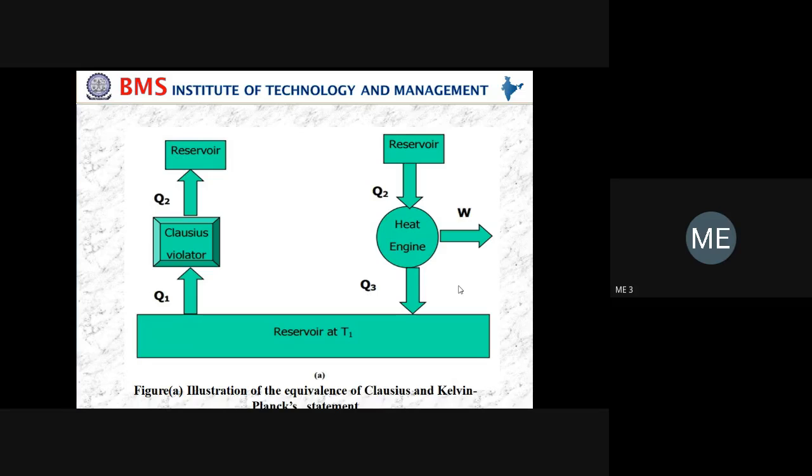Here we are having only one reservoir at T1. Reservoir T1, and then you see the heat is supplied, and here this is a pump. Then Q2 is the heat supplied to the reservoir. As you remember, it is the reservoir at lower temperature. Whatever the diagram shows, it is a sink.